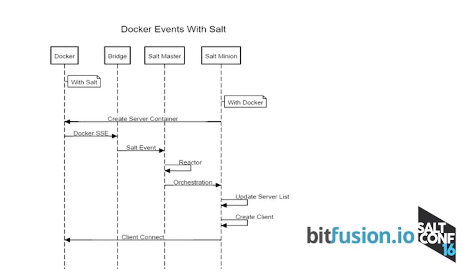Then the Salt master reactor runs, as we expect from the previous slide, and in this case, it runs an orchestration script that will go and update the list of available servers on the Salt minion and create the client on the Salt minion potentially, and then the client now knows it can connect to the server. So in my case, I'm going to just create the client manually for demo purposes. And also, there are many different ways to solve this problem.